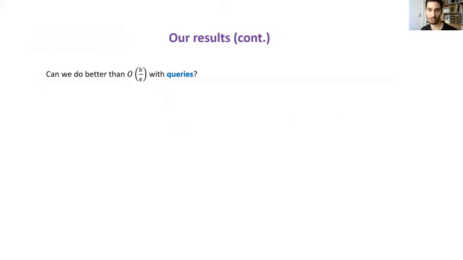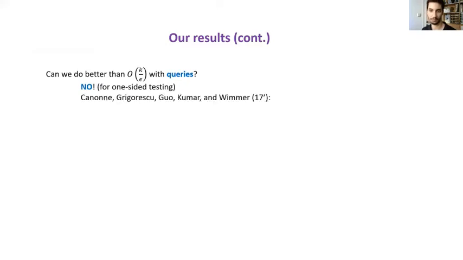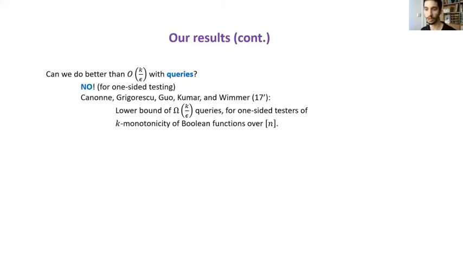Another natural question is, can we do better with queries instead of samples? And the answer is no, at least for the one-sided testing model. Canonne et al. showed a lower bound of K over epsilon queries for one-sided testers of K-monotonicity of Boolean functions over the line. And as this is a special case of our problem, we get that this lower bound holds in our case as well.